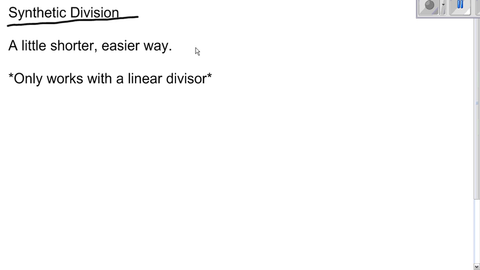There is a little bit of a shortcut because long division is long, and it's called synthetic division. It is a little bit shorter, it's a little bit easier, but the key to it is that it only works with a linear divisor, which means it only works when you're dividing by a linear expression, which can only have an x. So if it has an x squared or an x cubed or anything like that in the divisor, you cannot do synthetic division.